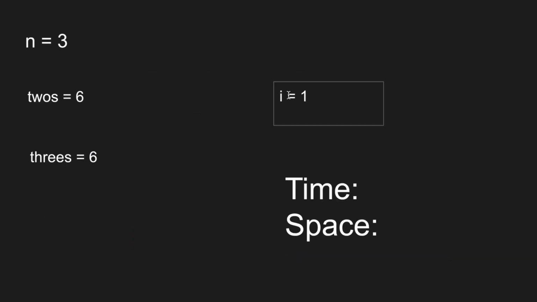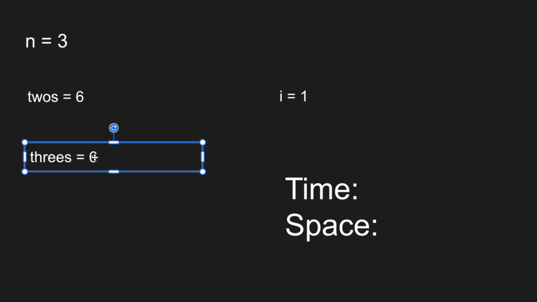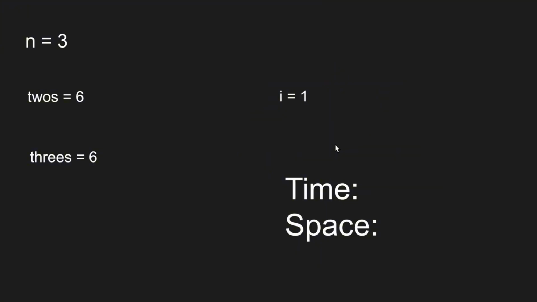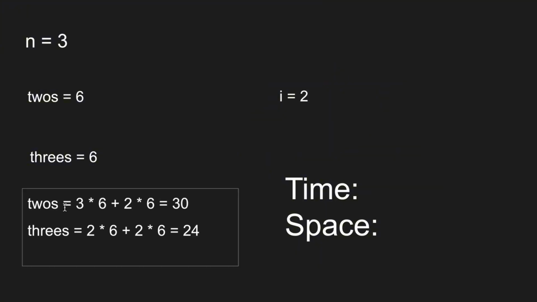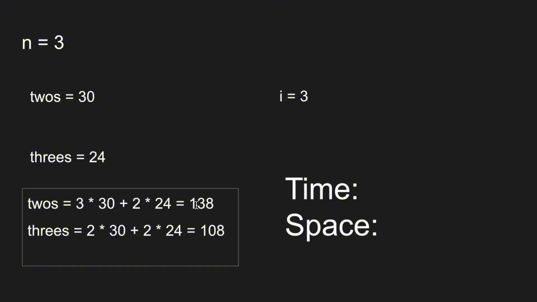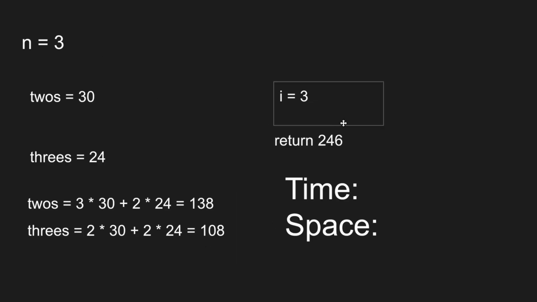So as you can see, when there's only one row, or index is equal to 1, there will be 6 ways to do 2s and 6 ways to do 3s, as we have seen here. So now we'll go to the next one, index 2, and as you can see, we will plug in the formula. 3 times 6 plus 2 times 6 is 30. 2 times 6 plus 2 times 6 is 24. Now we change these two values and we move on to 3. 3 times 30 plus 2 times 24 is 138. 2 times 30 plus 2 times 24 is 108. And now that the index is at n, we can return the sum of these two, which would be 246.